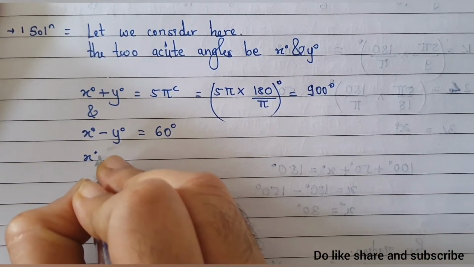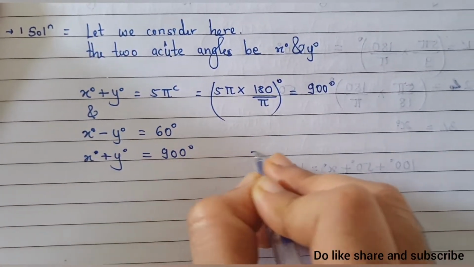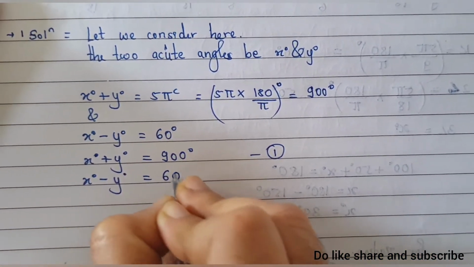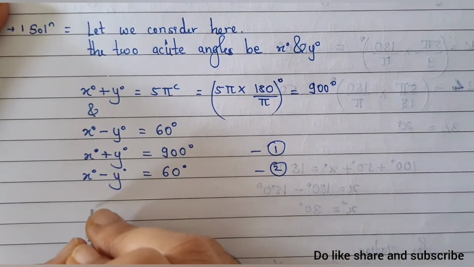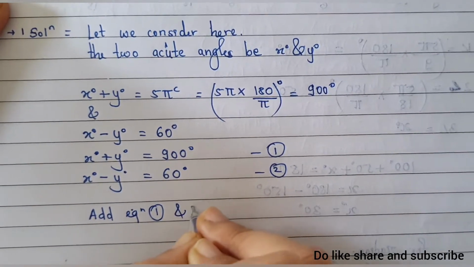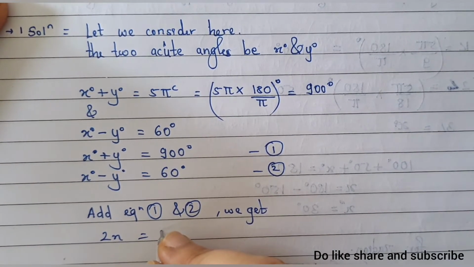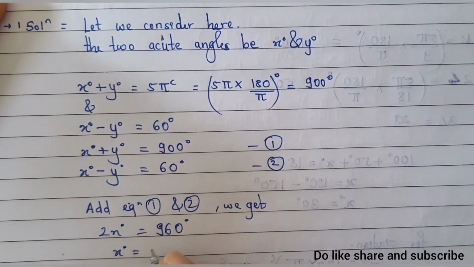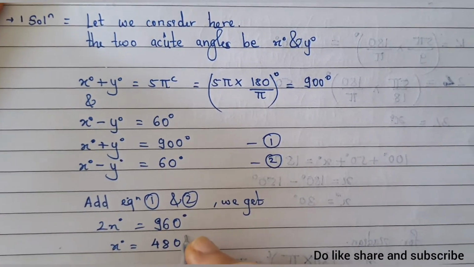Now we have equation 1, that is x degrees plus y degrees is equal to 900 degrees. And equation number 2 is x degrees minus y degrees is equal to 60 degrees. After adding equation 1 and 2, we get 2x is equal to 960 degrees. Therefore x degrees is equal to 960 divided by 2, that is 480 degrees.